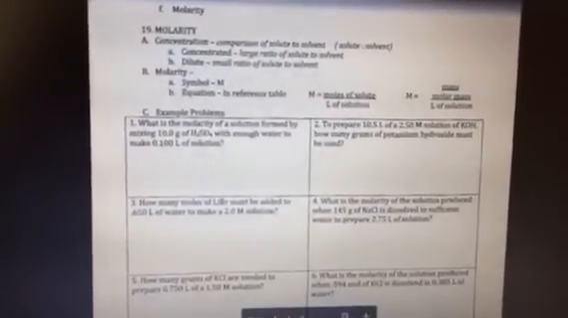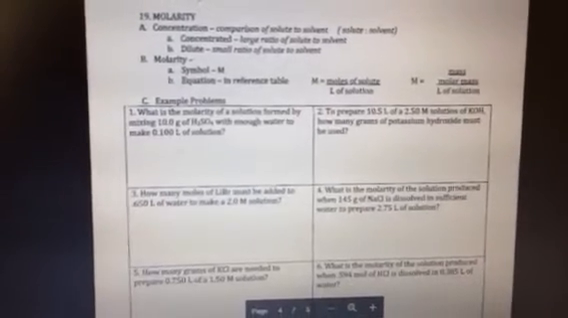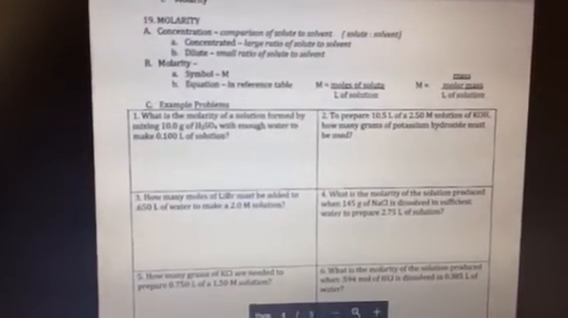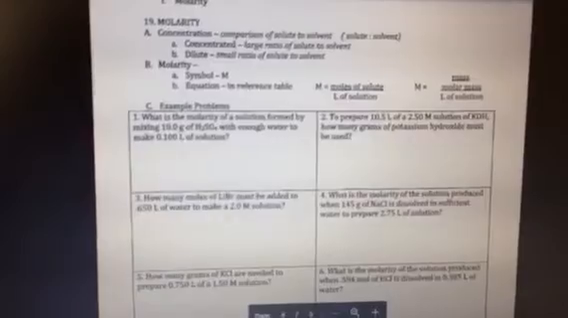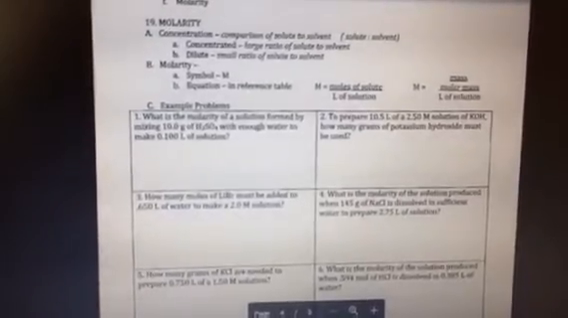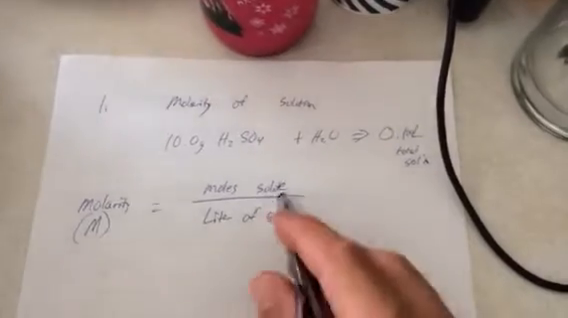We've got 10 grams of H2SO4, which is sulfuric acid, mixed with some water, and we end up getting a total of 0.100 liters of solution. The zeros aren't super important except for significant figures. So we've got our definition right here.